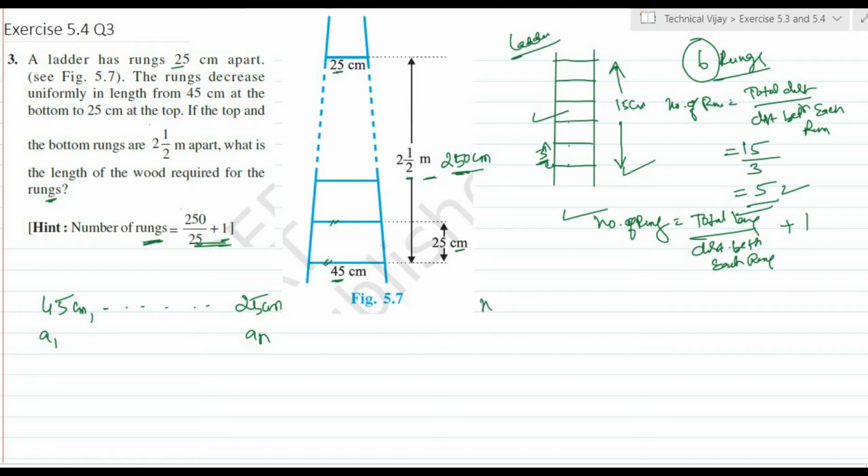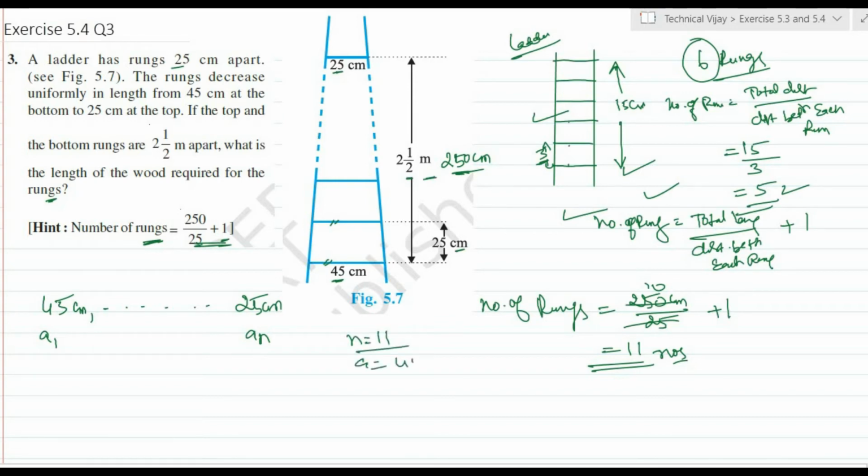Number of rungs can be calculated in this problem, which is equal to total distance, 250 centimeter, divided by each rung's distance, that is 25 centimeter. This is plus 1, as we have done in this example. So 250 divided by 25 means this is 10. So 10 plus 1, this is 11. So total number of rungs are 11. So here n is equal to 11. A is equal to 45 and AN is equal to 25.